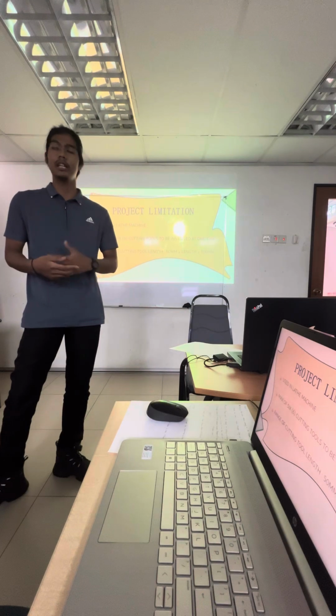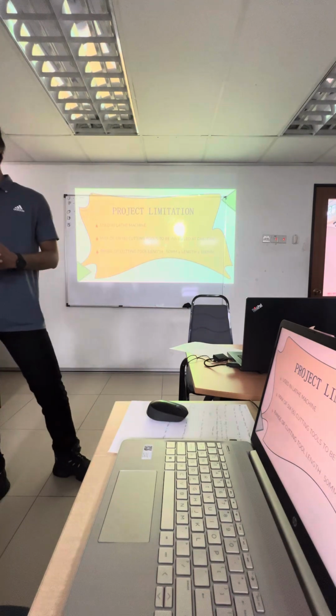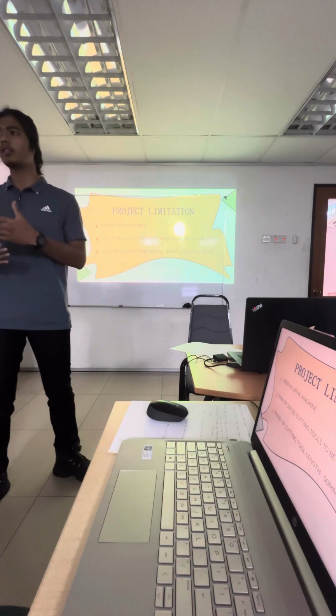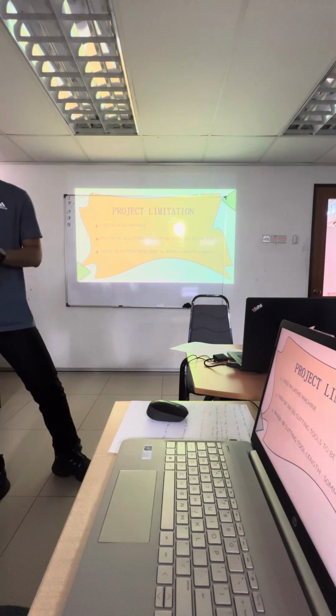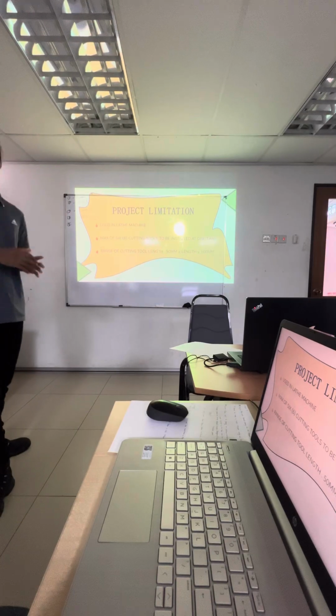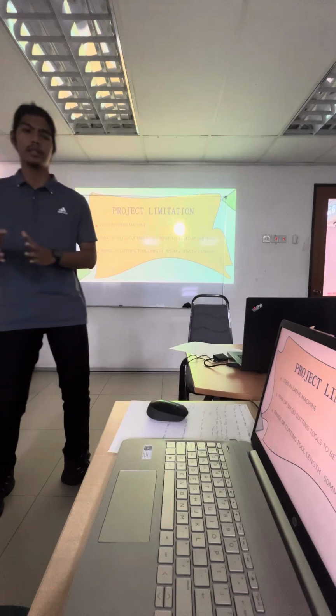For the project limitation, our project can only be used at a lathe machine, and the maximum number of cutting tools that can be installed at one time is 6. It cannot be more than that, but can be less than 6. And the last one is the range of cutting tool length, about 50 millimeters to 100 millimeters.